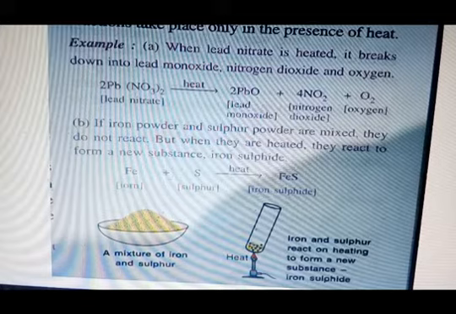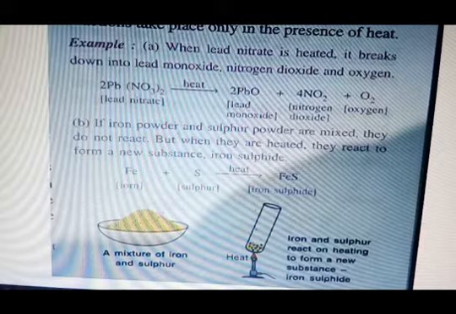Some of the reactions take place in presence of heat only. Number 1, close contact is a must for all, and number 2, solution form is a must for all. Then close contact is for all. Then heat energy is for those reactions where we need to apply heat.